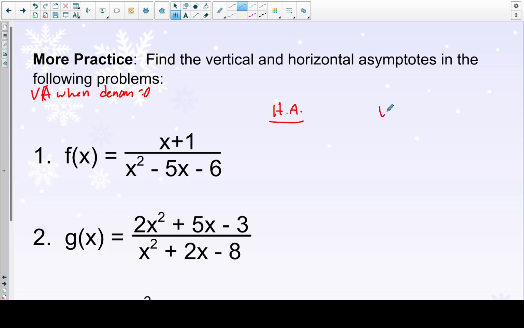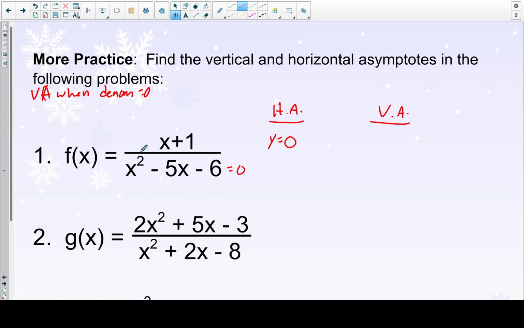So let's start with horizontal and vertical, okay? In this particular case, again, let's look at degree. Denominator is bigger, right? 2 versus 1, so y equals 0. This first graph will have a horizontal asymptote at y equals 0. Now, what about vertical asymptotes? Vertical asymptotes occur when the denominator is equal to 0, which means we need to set this equal to 0 and solve it. Okay, now a function like this, how do we solve it?